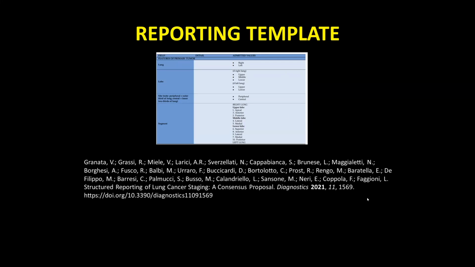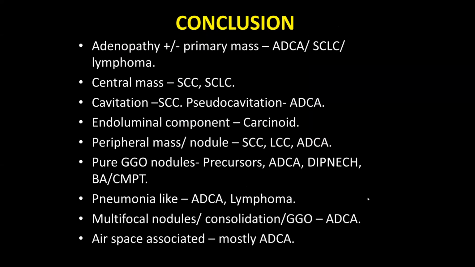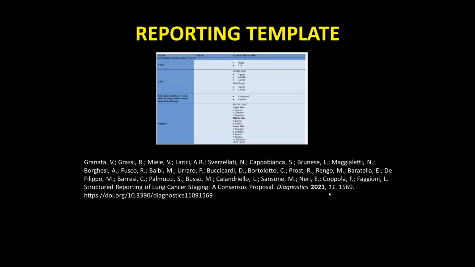This is a nice article which gives you an idea about the reporting template extensively. If you want, you can have a look at it. What are the things you must report when you're doing lung cancer? There are different guidelines, the Fleischner's guidelines for incidental lung nodules. So many guidelines are there, so you can have a look at them and decide how to go about things.